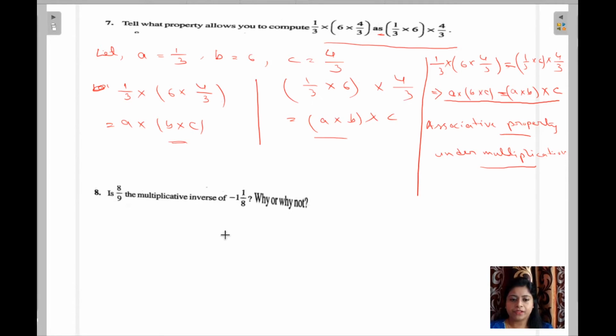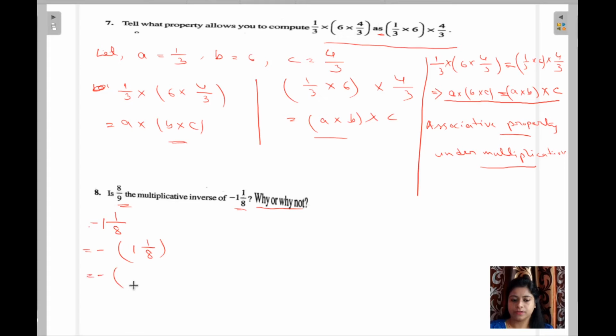Now come to number 8. Is 8 by 9 the multiplicative inverse of minus 1 whole 1 by 8? Why or why not? The number is in mixed fraction form, so we have to convert it into an improper fraction. We learned this in earlier classes, from class 5 onwards, how to convert a mixed fraction to an improper one. So we apply that. Let us keep the minus outside and write the number in a bracket.